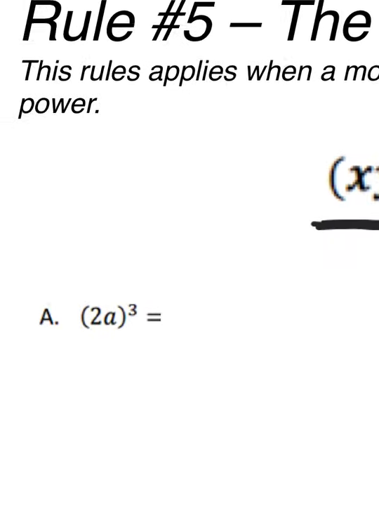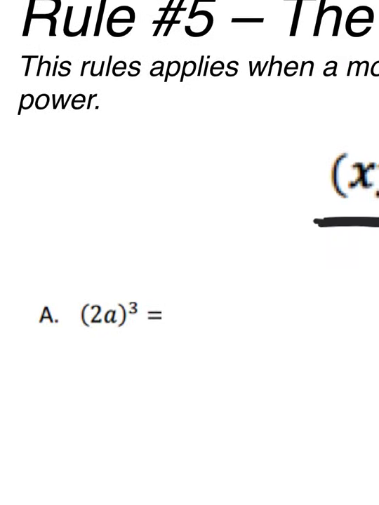So for a, if I have 2a in a set of parentheses raised to the 3rd power, I can simplify that by saying that it's 2 raised to the 3rd power times a raised to the 3rd power, and you would have to simplify that further. 2 times 2 is 4 times 2 is 8. The end result for this would be 8a cubed.